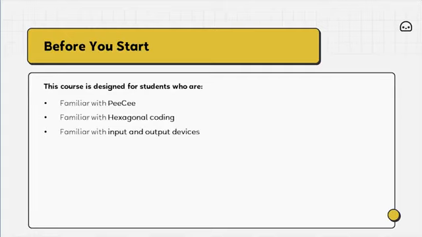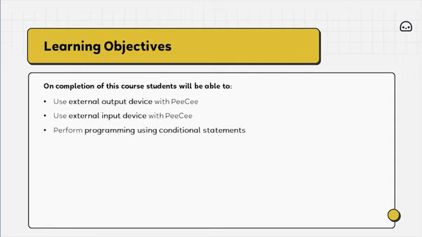This course is designed for students who are familiar with PC, hexagonal coding and with input and output devices. On completion of this course, students will be able to use external output device with PC, use external input device with PC and perform programming using conditional statements.